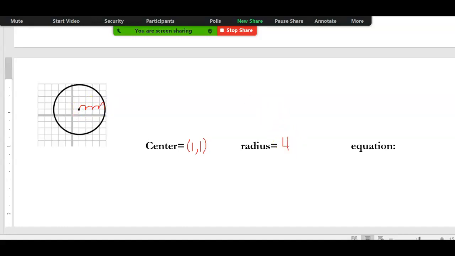So let's write the equation. Okay, so we have x minus 1 squared, y minus 1 squared, equals my radius squared. My radius is 4, so I'm going to put 4 squared. So I rewrite it exactly the way it is, but I'm going to put 16 at the end. Equals 16. Okay, perfect. I don't have to change the sign because these were positives.